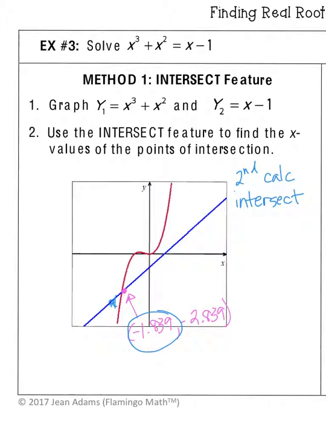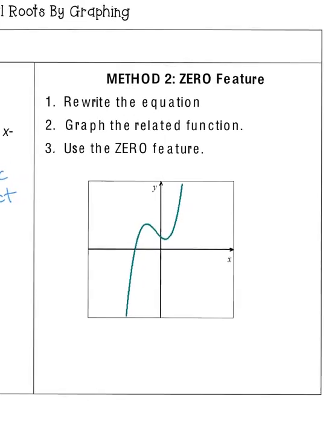Because our highest degree term here is the x cubed, I should have 3 answers. Well, there's only one intersection to these two graphs, so that means I have one real answer and 2 imaginary answers. So my one real answer is x equals negative 1.839. So let's look at method 2.